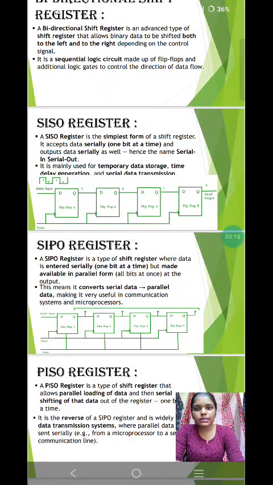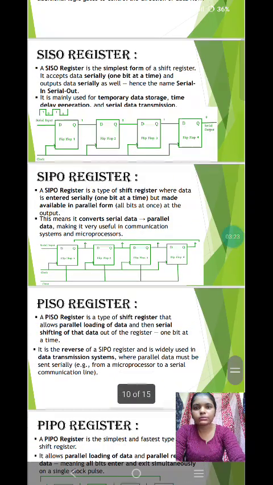Serial in, serial out resistor. A SISO resistor is the simplest form of the shift resistor. It accepts data serially, one bit at a time, and outputs data serially as well, hence the name serial in, serial out. It is mainly used for temporary data storage, delay generation, and serial data transmission.